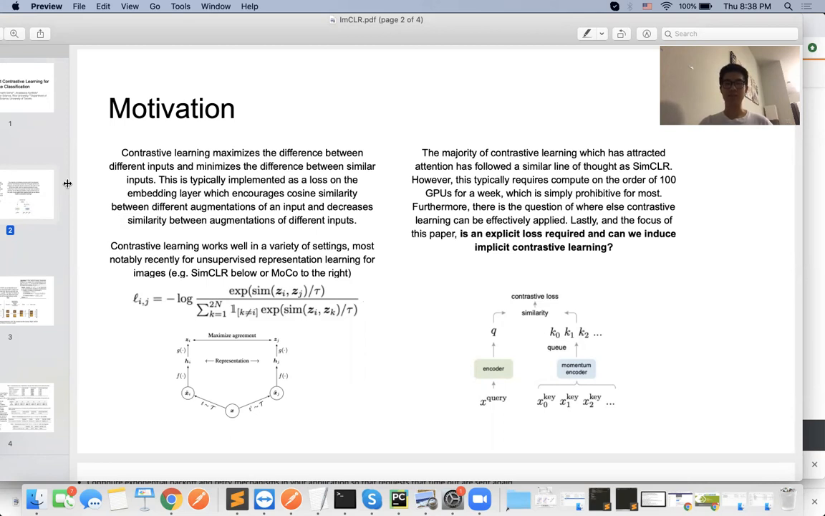So there are some interesting questions out of this area. The majority of these works use a lot of compute and lie in this unsupervised representation learning. So there are some questions, which are: can we decrease the amount of compute? What other areas can contrastive learning make a big difference? And the last question, which is the focus of this work, is do we really need that explicit loss? And can we actually do contrastive learning implicitly?